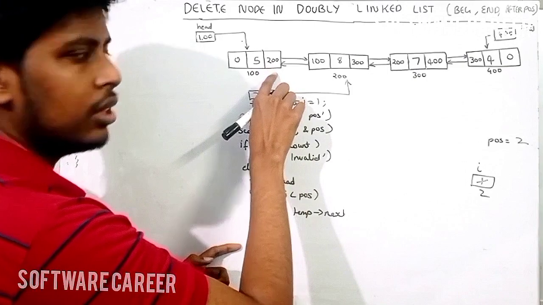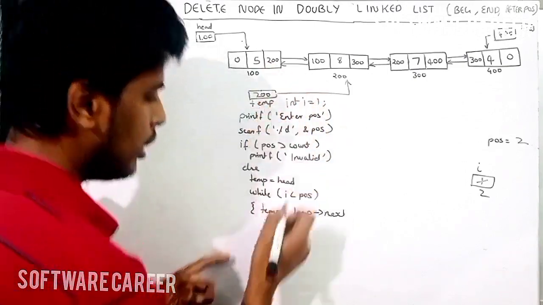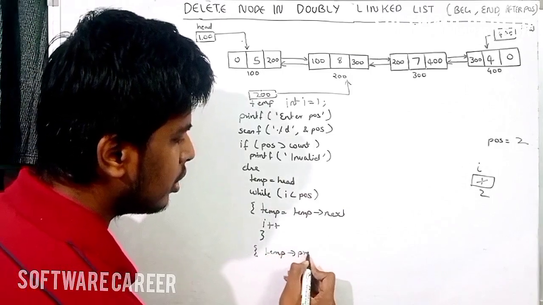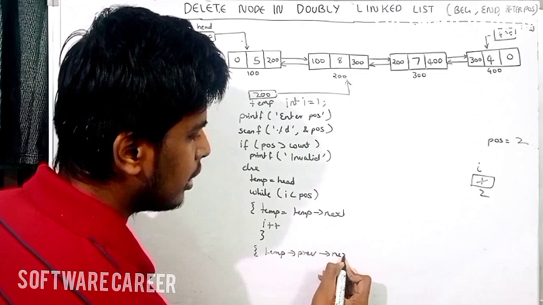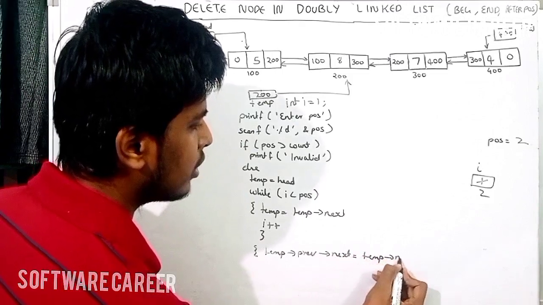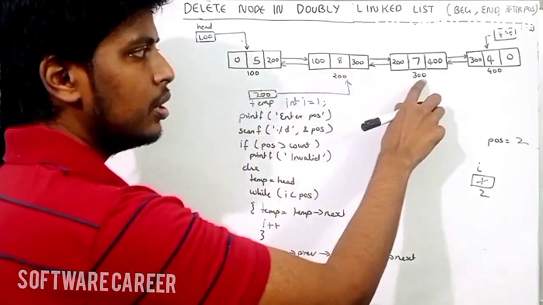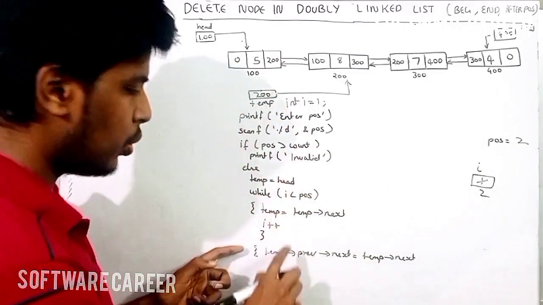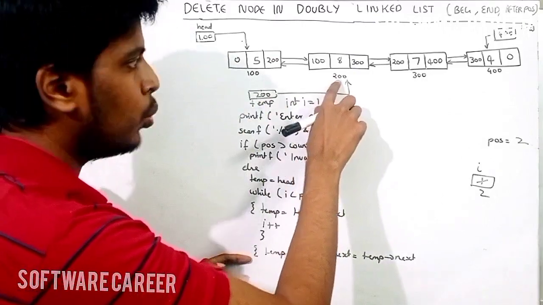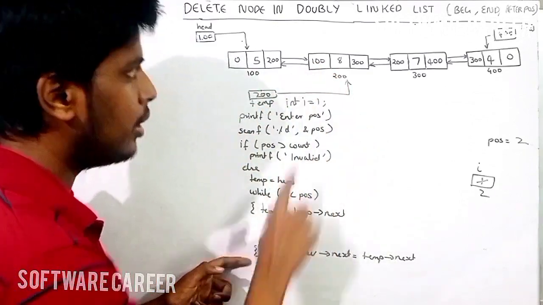Now in this pointer. So how to access this pointer? Now see here, I am writing temp previous next equals to temp next. Now see, in this pointer I should store the address of this node. 300 I should store here. So I am writing here temp previous. What is this? Temp is 200. 200 previous is 100. So now temp previous is 100.